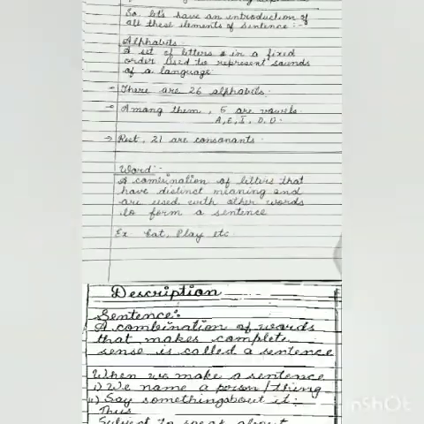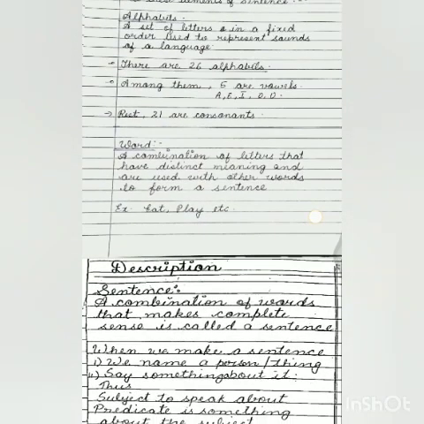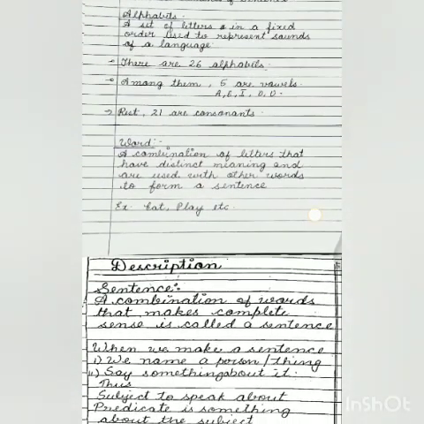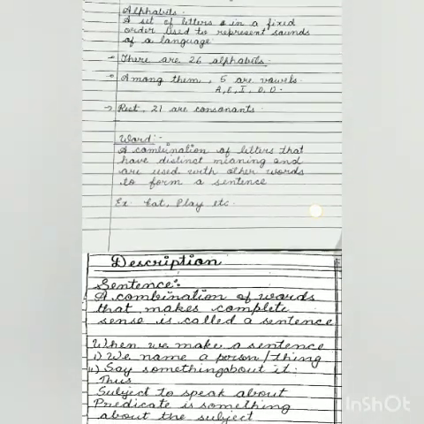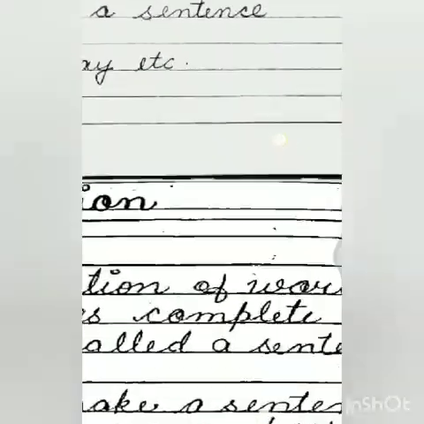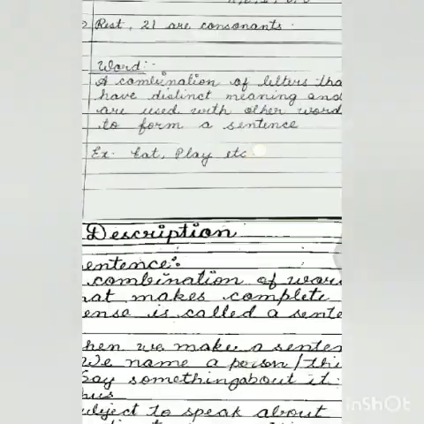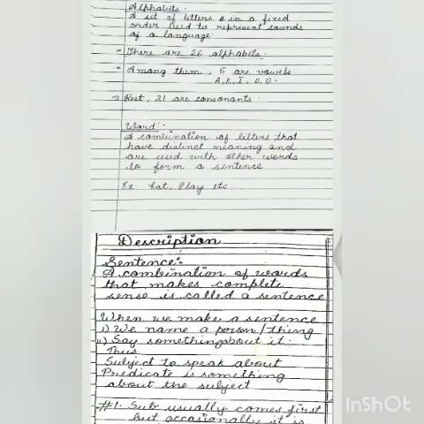What is a sentence? As we are seeing from these 7 minutes, what is a sentence? A sentence is a combination of words, a group of words. But only a group of words cannot be a sentence. Very specifically, you have to remember that a sentence is a group of words, a combination of words, that makes complete sense. That is called a sentence.